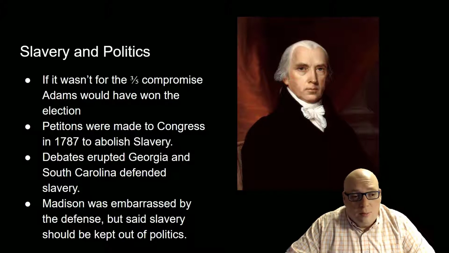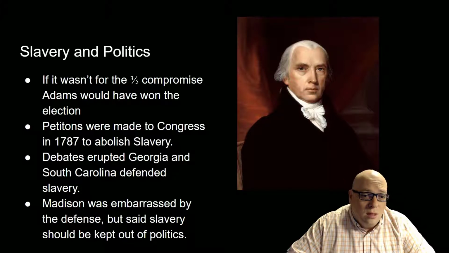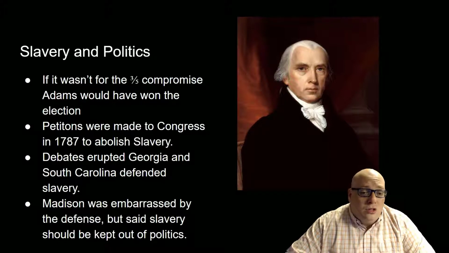But the other thing to keep in mind is that there were actually people very vocal in ending slavery at this time. Petitions were made to Congress in 1787 to actually abolish slavery. And debates actually erupted in Congress. And Georgia and South Carolina were the most vocal in defending slavery.